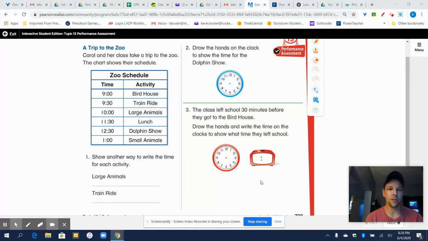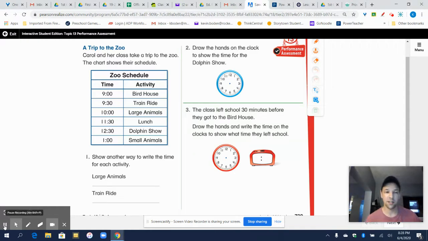So we're going to read about a trip to the zoo. Carol and her class take a trip to the zoo. The chart shows their schedule. So I'm going to pause it. You take a quick look at the schedule, look at the time, try reading all the activities. Right now, pause the video and try reading all the times and all the activities, okay? I'll see you in about 2 minutes.